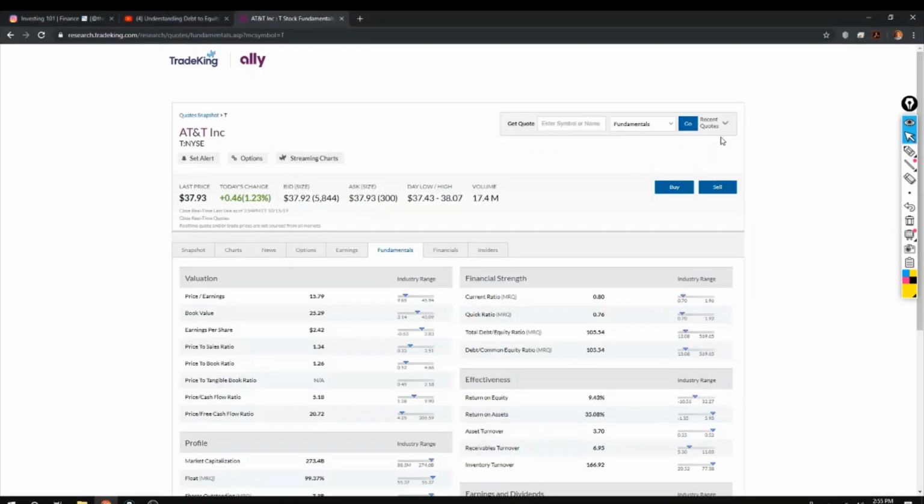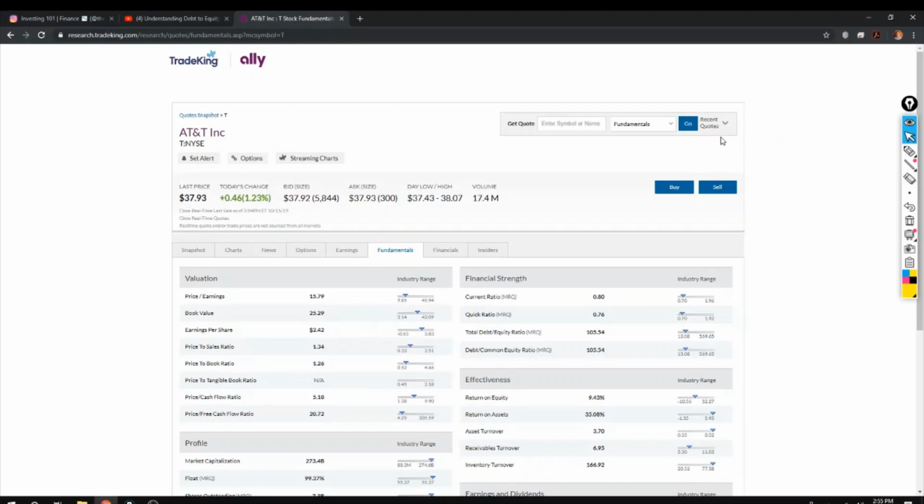In this example, this is research.tradeking.com. This is the go-to place for finding fundamentals of a company because it does all the math for you, and it shows you the industry range, which is a very crucial point of understanding the value of a stock, because you need to put all these numbers into relative view of what the market is doing. So this gives you an industry range where you can compare the numbers.